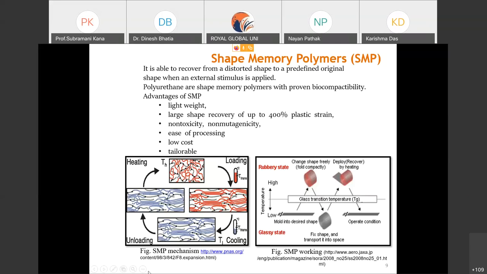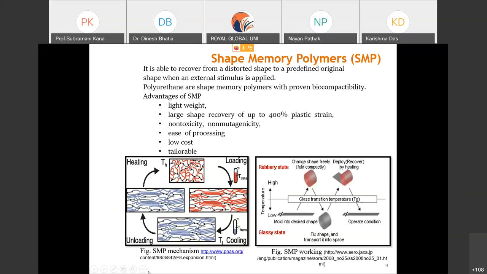For the secondary deformation, you need to keep it at a very low temperature, then there is the transition temperature. Here the transition temperature of the polymer is around 35 degrees centigrade, and the body temperature is 37 degrees centigrade. So you don't need any external stimuli. Only with the body temperature itself, the blood temperature itself, you are able to bring back the original shape. Then it tries to expand.